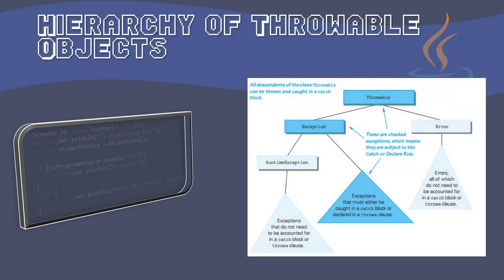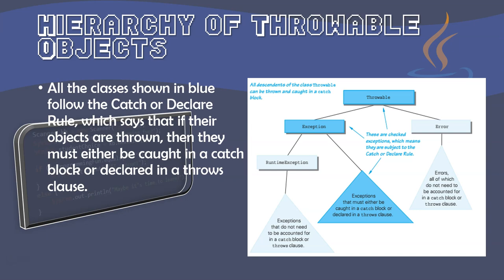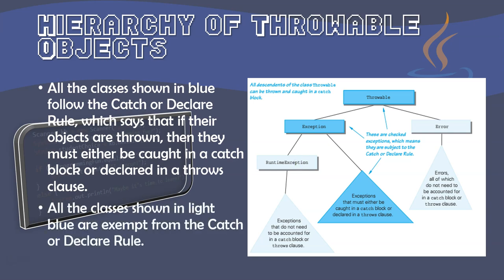And we start looking at the hierarchy of how Throwable objects work here. All the classes in this hierarchy that follow the catch or declare rule are saying that if these objects are thrown, then they must be caught in a catch block or declared in a throws clause. Now, all the classes shown here in light blue are exempt from the catch or declare rule. If we look at the Throwable class here, you can see we have two branches: we have the exceptions and we have errors.